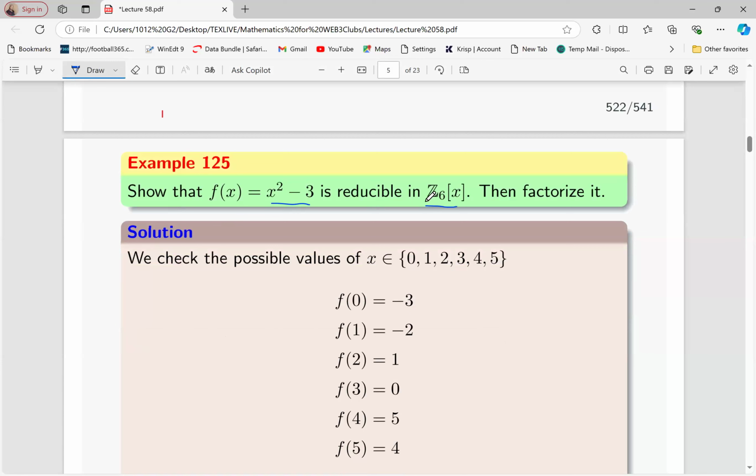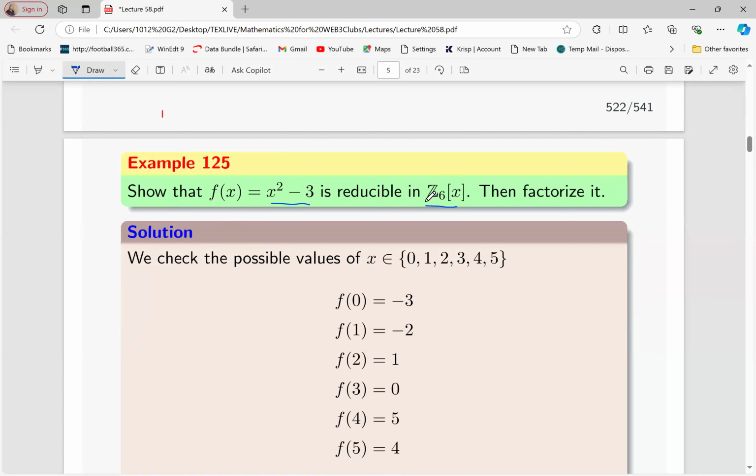Of course, if I was to tell you to factorize it over the integers Z, you may not factorize this thing. You may take a long time to do that, and you may not get integers to use to factorize it. But in Z6, you can factorize this. So what we want to try and see is which of these elements of Z6 is a root.